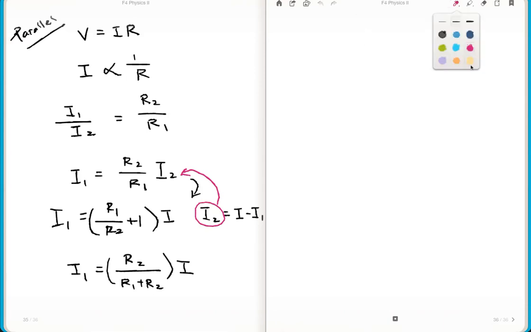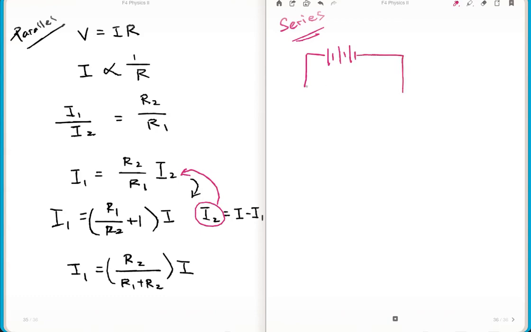We have the series circuit. Okay. For a series circuit, it would be a cell, a battery. They are in the same line. Okay, this is your potential difference, where my current flows out from the positive terminal. Then I1, and this is R2.